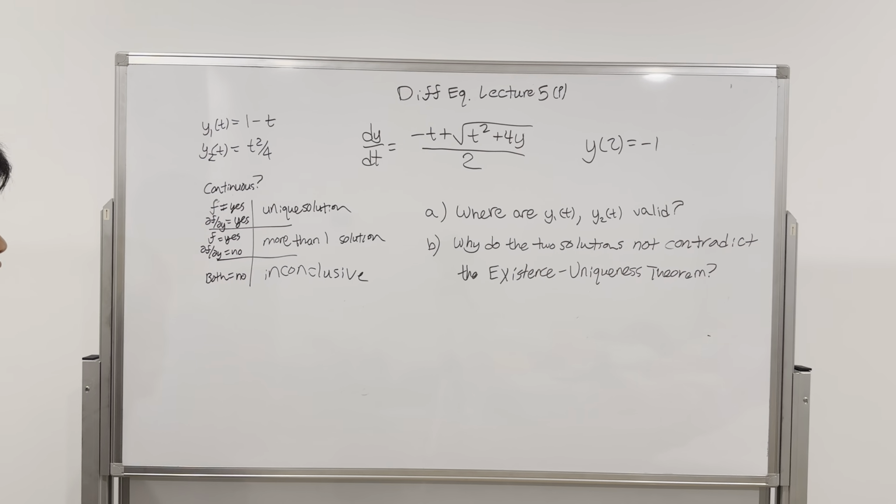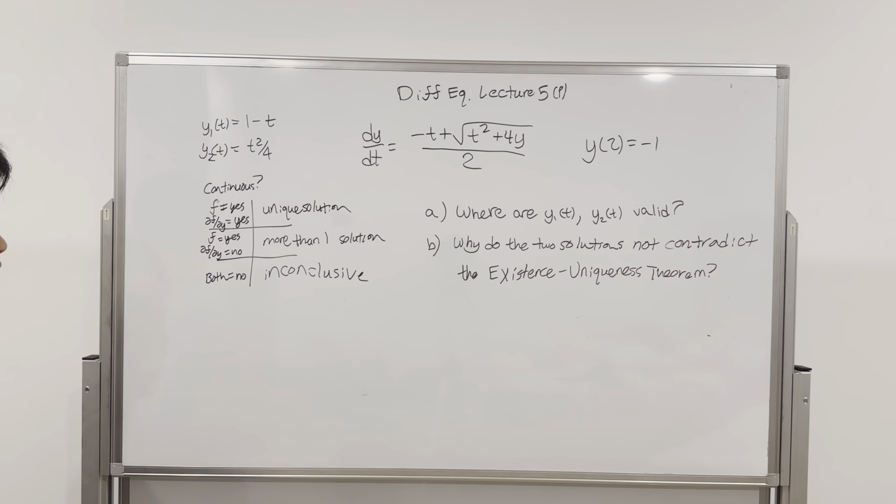So let's do this. f of t and y is whatever is on the right side: negative t plus the square root of t squared plus 4y, over 2. Now in order for f to be continuous and exist, whatever is in the square root has to be non-negative. So t squared plus 4y has to be equal to or greater than 0, in other words.